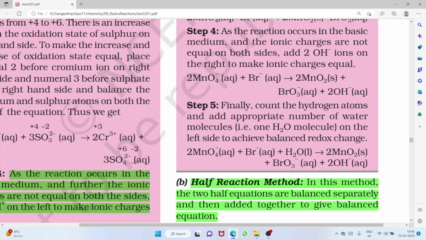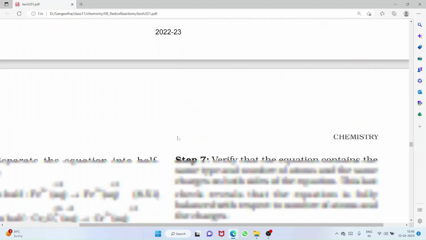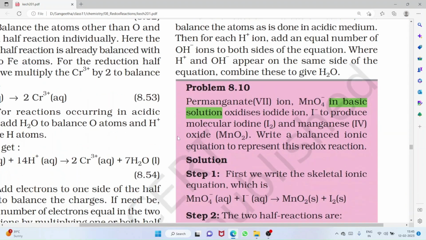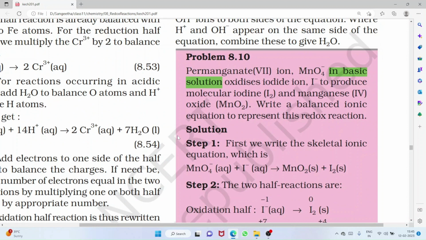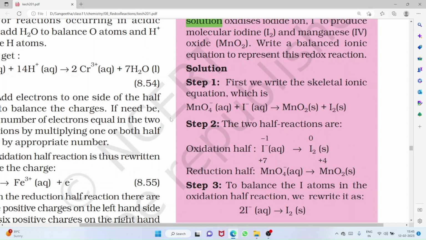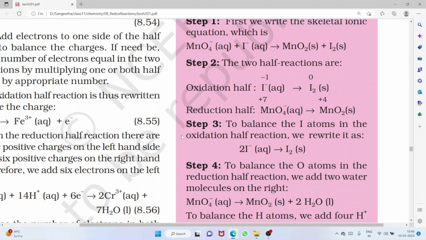So we will see one example in the half reaction method also. So this is that example. Permanganate ion in basic solution oxidizes iodide to produce molecular iodine and manganese dioxide. Write the balanced ionic equation to represent the redox reaction. First you have to write the equation. Then you have to split it into the oxidation part and the reduction part.